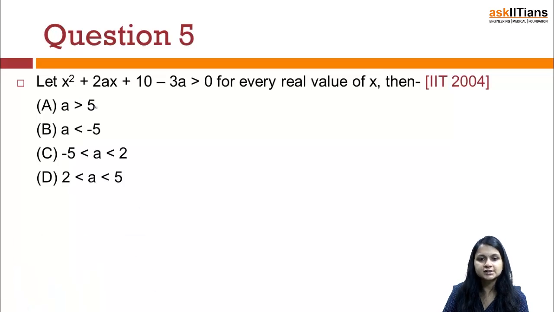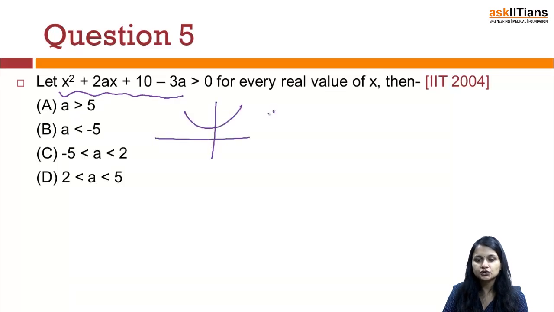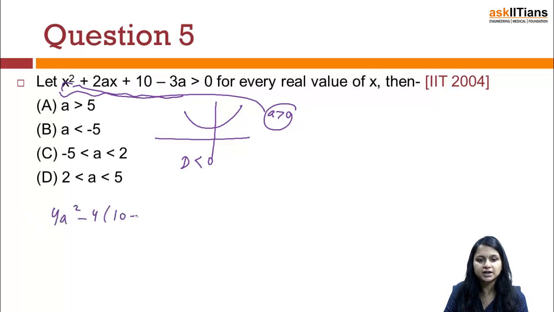Now here, students, I want that this should always be positive. Now this being positive means the graph should be like this. So a should be greater than 0, but a here is itself 1, this is always greater than 0, and discriminant D should be less than 0. So let's put discriminant D less than 0. So 4a square minus 4 times 10 minus 3a should be less than 0.